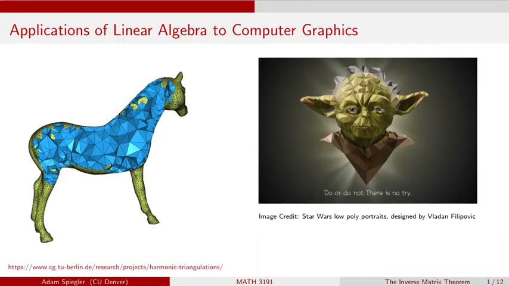computer graphics. So here we're looking at a computer graphic of a horse. You can see that it has been triangulated. And over on the right, we have an image of Yoda, which has also been triangulated. And as somebody may be interacting with a game or with this image online, zooming in, zooming out, rotating it around, we can represent each of those transformations of a computer graphic with a matrix.